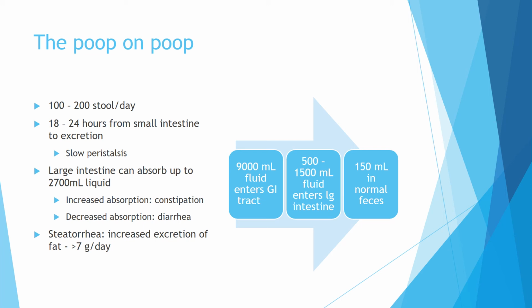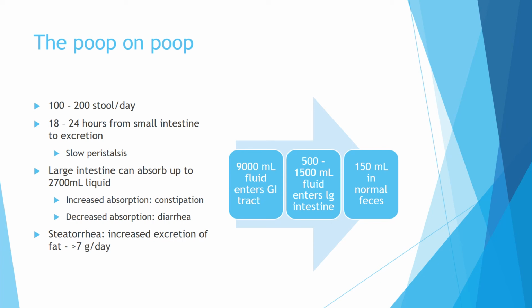Okay. Now the large intestine can absorb up to 2,700 milliliters of liquid. And the large intestine, primarily, that's its job, is to reabsorb liquid. If there's an increased amount of reabsorption, you're going to end up with constipation. If there's a decreased amount of reabsorption, diarrhea.